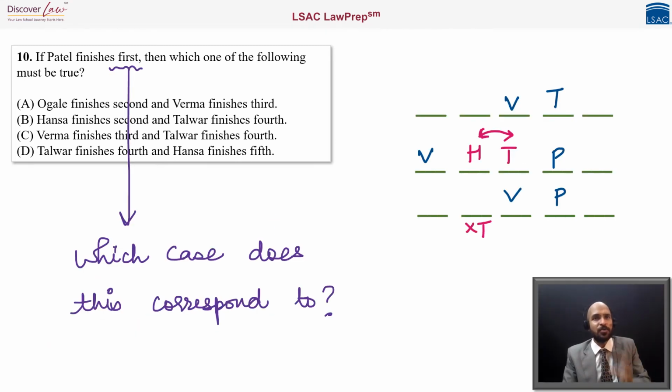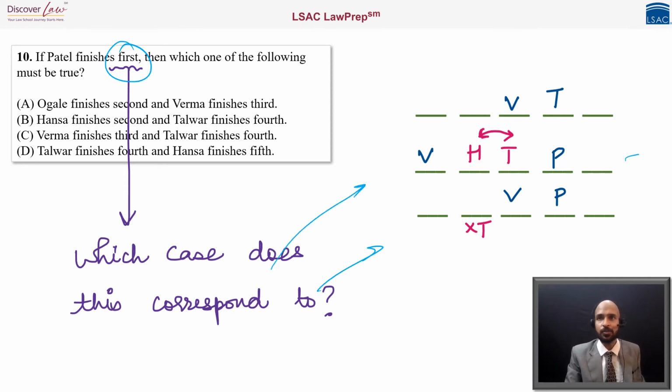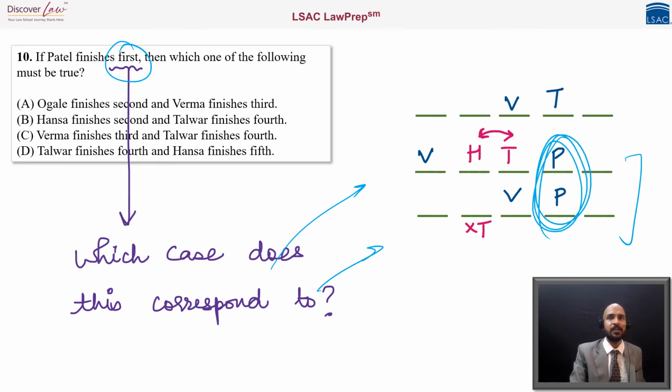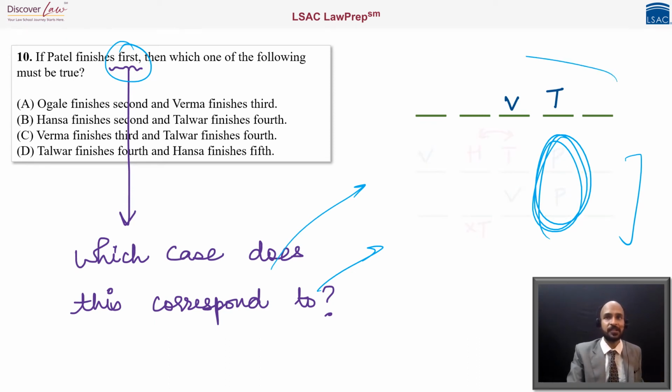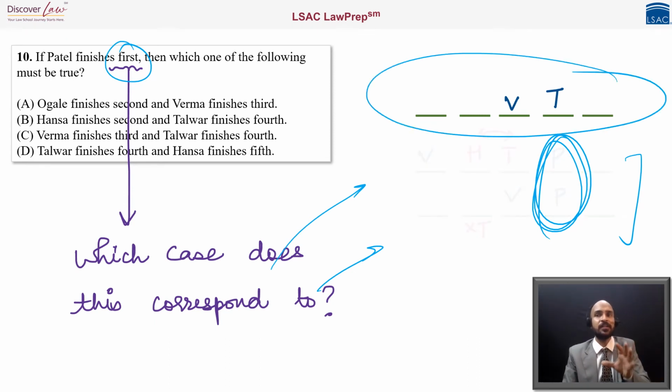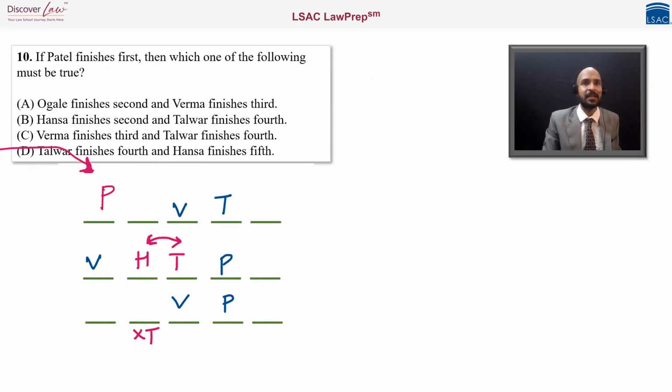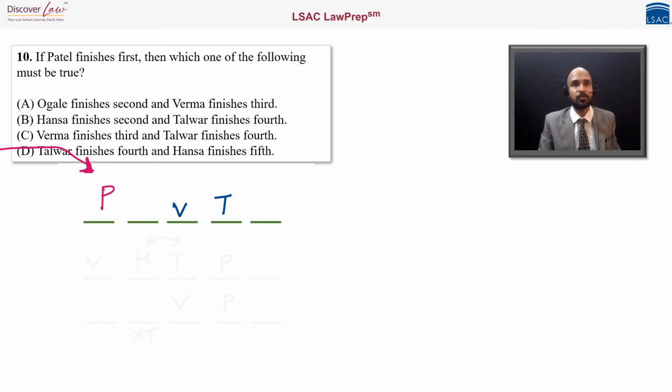Okay, now when you start solving this question, the first thing you should ask yourself is, when Patel finishes first, which of these cases does this correspond to? Now, if you look at cases 2 and 3, Patel is in the fourth position, which means that the only case that is possible here is the first case, right? So let us only consider the first case in our question. So there you've put Patel in position number 1 and you've hidden the other two cases.